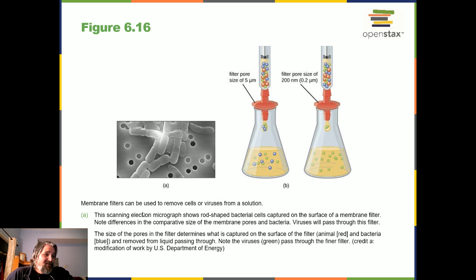So membrane filters can be used to remove cells or viruses from a solution. That's membranes with smaller pore sizes. So this is a method of sterilizing media as well. Sometimes you'll have fairly delicate biotics in your solution, so you can't really autoclave it, but instead you can filter it through a smaller pore size than that, right?